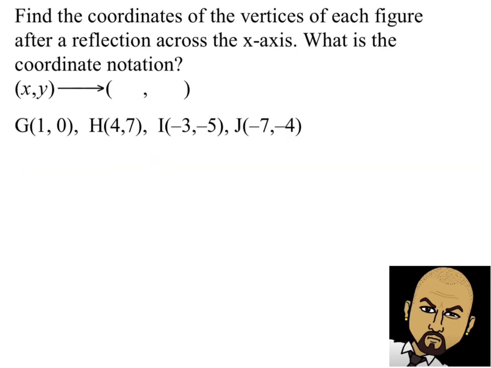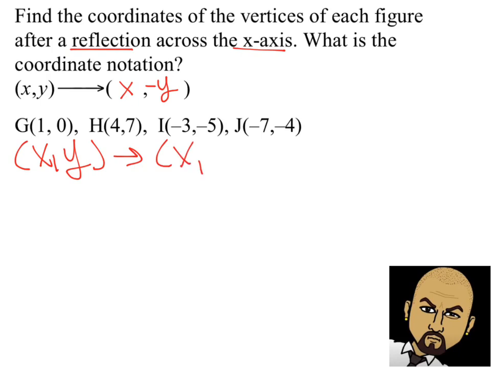All right, so let's go ahead and try a reflection across the x-axis. So reflection across the x-axis, the x value is going to stay the same. And then the y value is going to become the opposite, and we indicate that by putting a -y, which means multiplying by -1. Now that we've got our coordinate notation, we write it down. That's our formula. We're going to use it as our guide. The x value is going to stay the same in a reflection across the x-axis, and the y value is going to become the opposite.